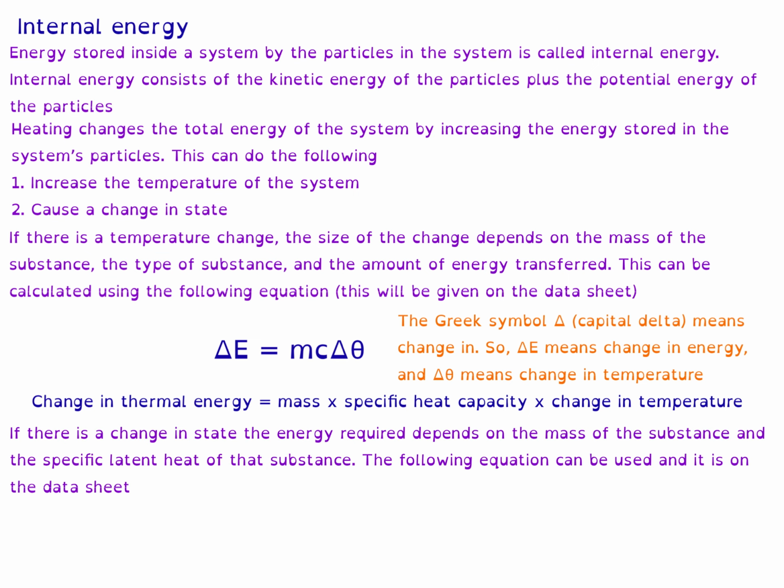If there is a change in state, the energy required depends on the amount of mass of substance and the specific latent heat of that substance. The following equation can be used, and that is on the datasheet as well. E equals ml. Energy for a change in state equals the mass times the specific latent heat.